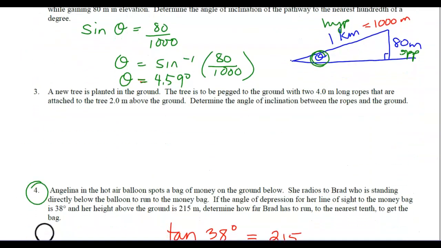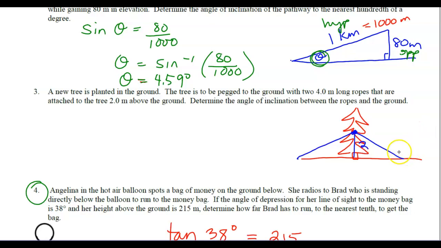So question 3. So a new tree is planted in the ground. The tree is to be pegged to the ground. So here's our tree. Kind of make it look Christmassy. You should do it in green, I guess. And it's to be pegged to the ground with 2 4-meter long ropes that are attached to the tree 2 meters above the ground. So let's say there's a rope and then one over here. Okay, and so attach 2 meters above.